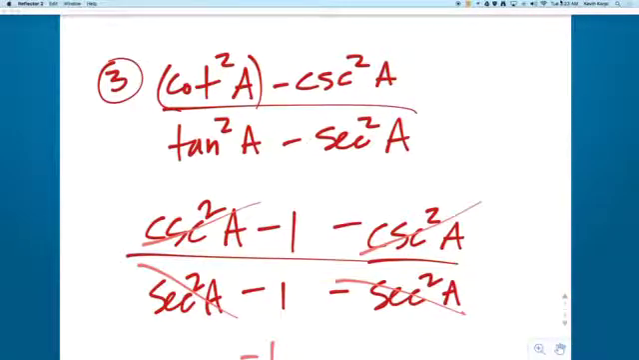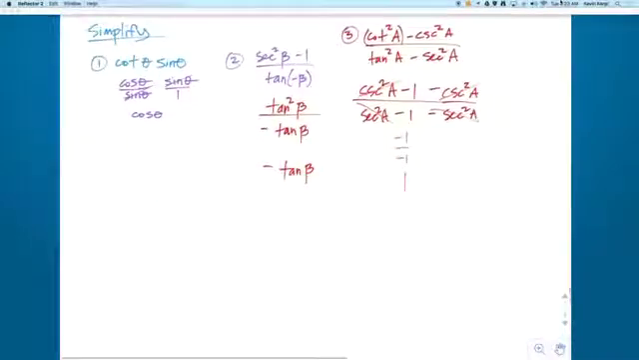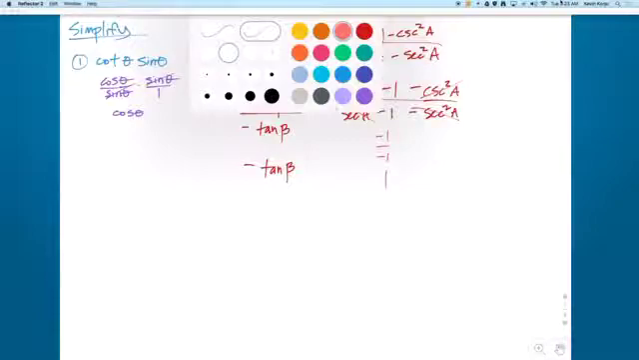You could have just realized that cotangent squared minus cosecant squared is 1 if you modify the Pythagorean identity, and then you end up with just 1 over 1. So a lot of different ways to do that one. It looked kind of ugly at the beginning, but it simplified down pretty nicely.